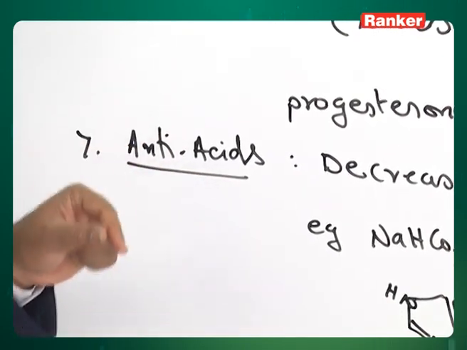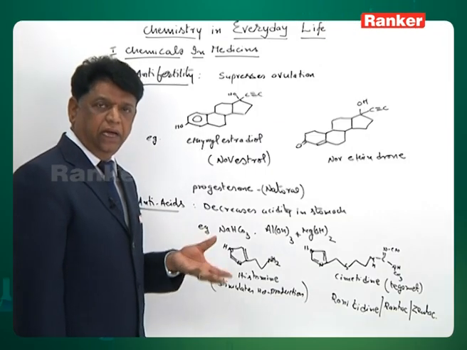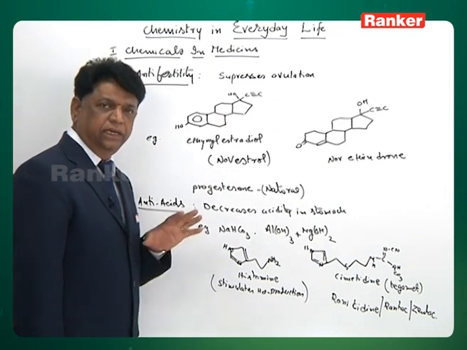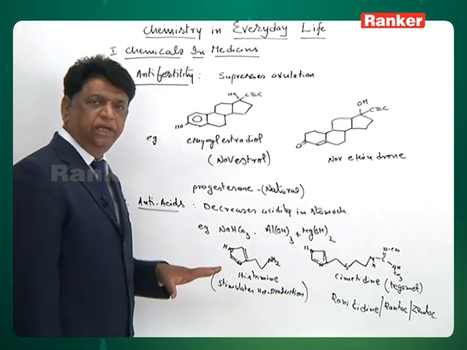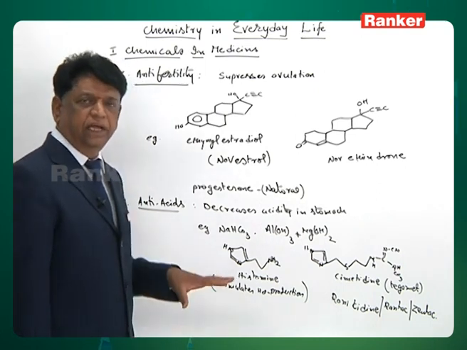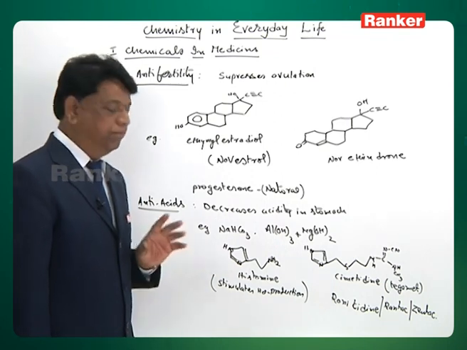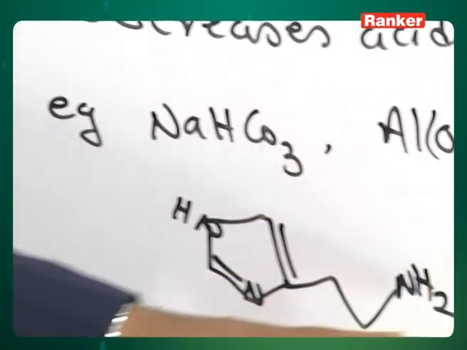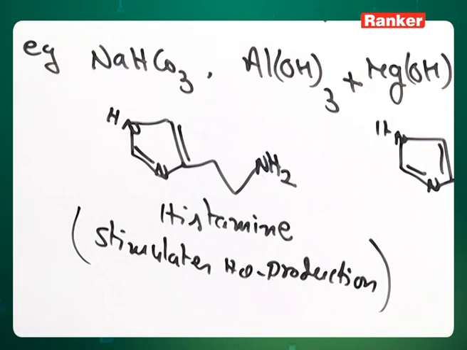And the seventh variety is the anti-acids. The acid is actually produced in the stomach in order to kill bacteria and to hydrolyze some of the amide bonds and glycosidic linkages and so on. This is a process of digestion. In digestion, HCl is crucially required. But sometimes a chemical substance called histamine stimulates the HCl production.